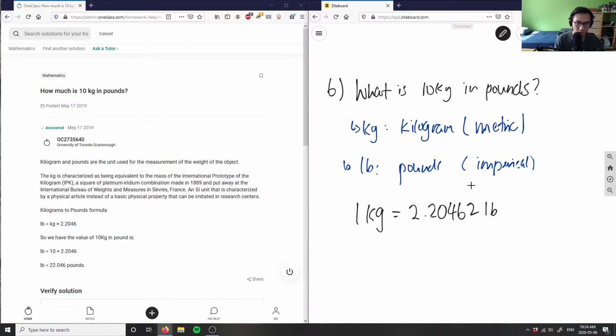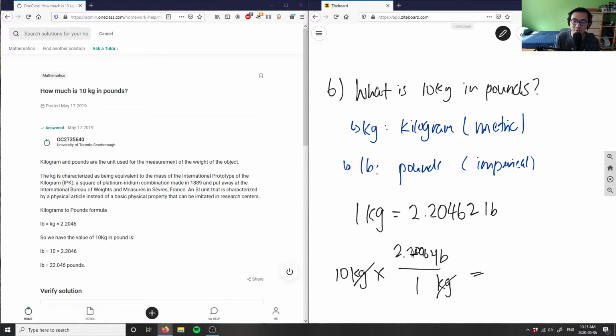So if I have 1 kilogram equals 2.20 pounds here, I can use this concept of dimensional analysis, right? I have 10 kilograms here. I'm going to multiply it by basically my conversion, right? I want pounds to be at the top here and kilograms to be at the bottom. I have 1 kilogram, and in 1 kilogram, I have 2.20462. My kilograms are going to cancel out, and I'm going to get pounds left, right?